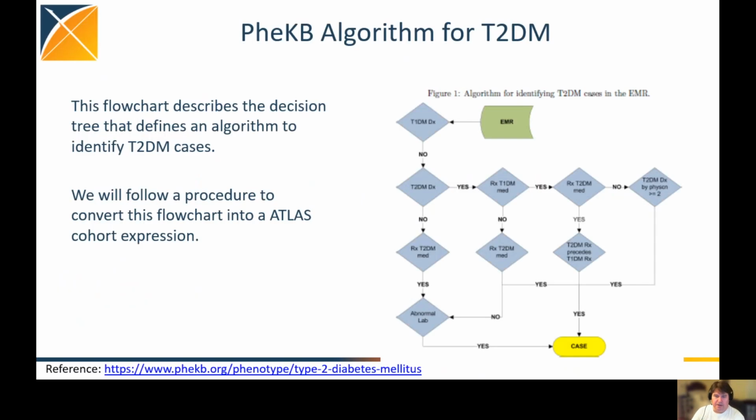So this flowchart describes a decision tree that defines an algorithm to identify type 2 diabetes cases. We'll follow a procedure to convert this flowchart into the Atlas cohort expression. For reference, we have the URL to the actual definition here, if you want to review that on your own time.